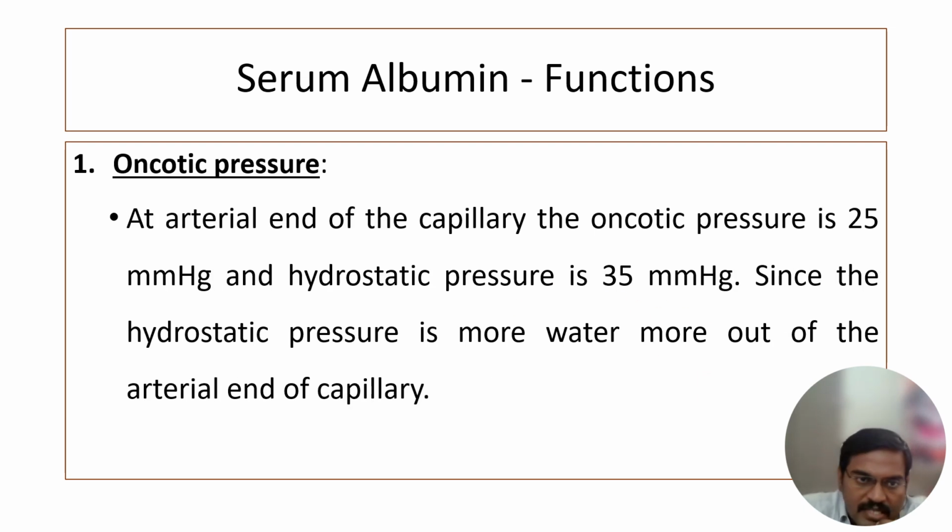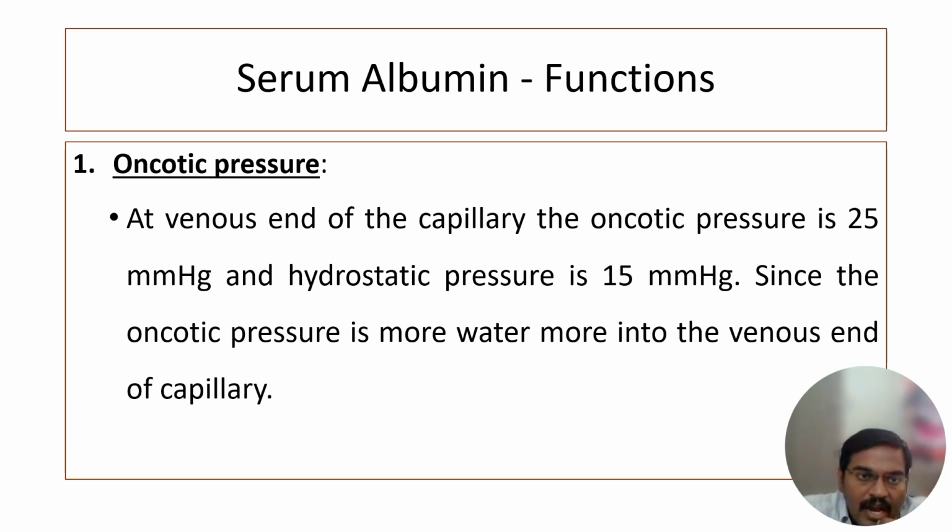That is in arterial side. In arterial side, the hydrostatic pressure is high, so the nutrition and the water will be moving from the blood vessel into the peripheral tissue. And in case of venous end of the capillary, the oncotic pressure will be higher, that is 25 mmHg. So the waste product and the water will be moving from the peripheral tissue into the vein.